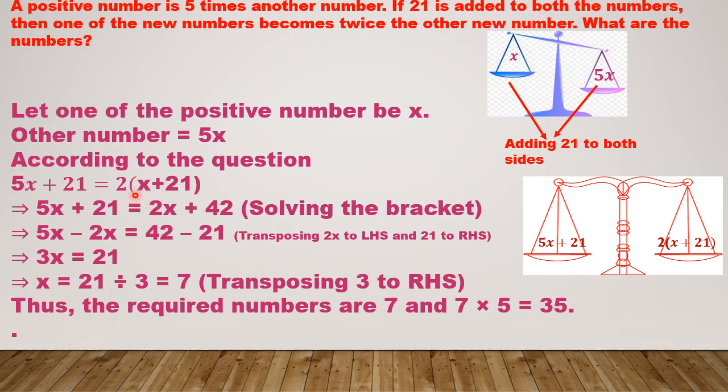Now removing the bracket, you get 2 into x, 2x, and 2 into 21 is 42. Here we are removing the bracket. And here in LHS, we don't have any bracket, so it is repeated as it is.